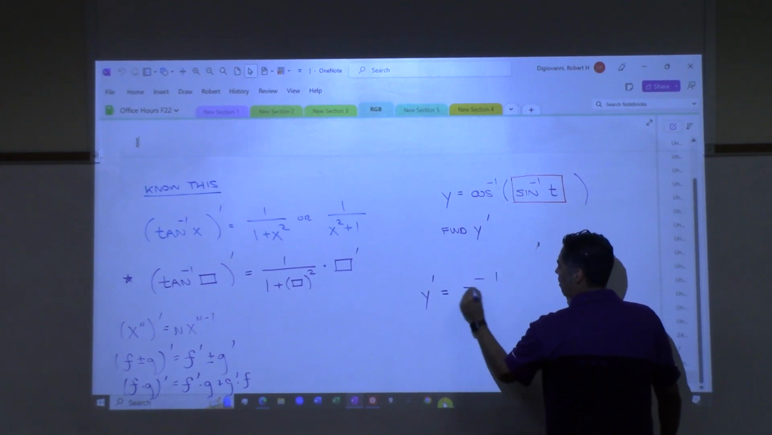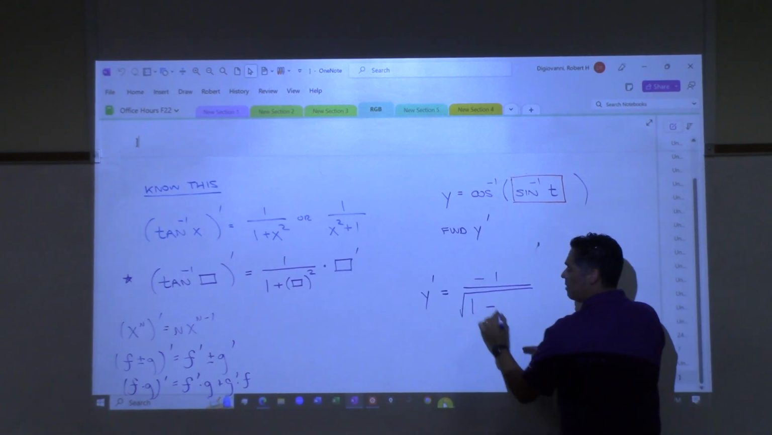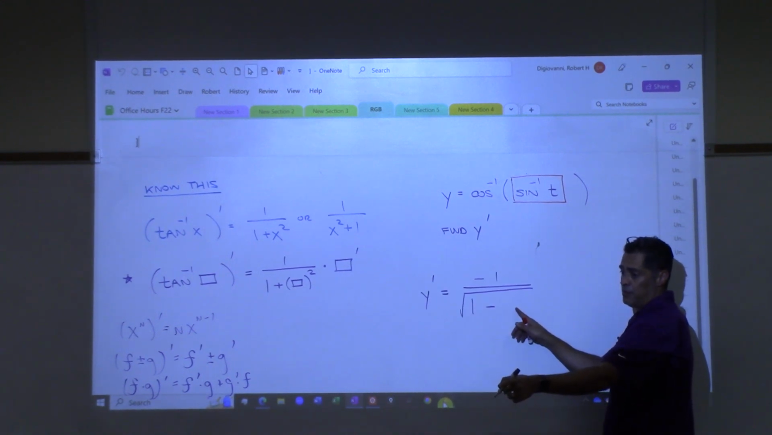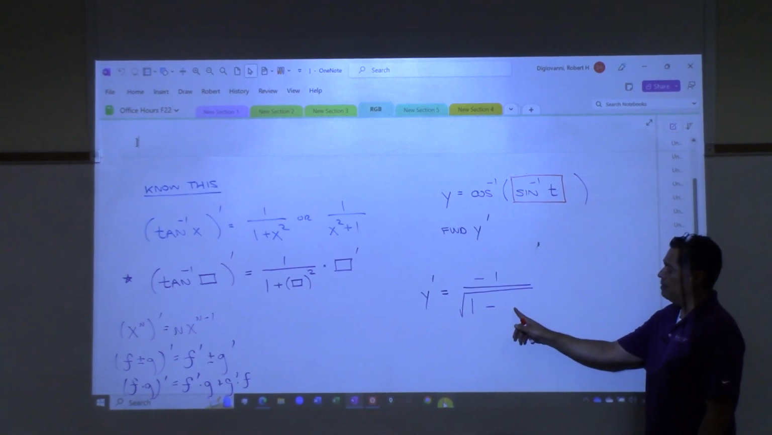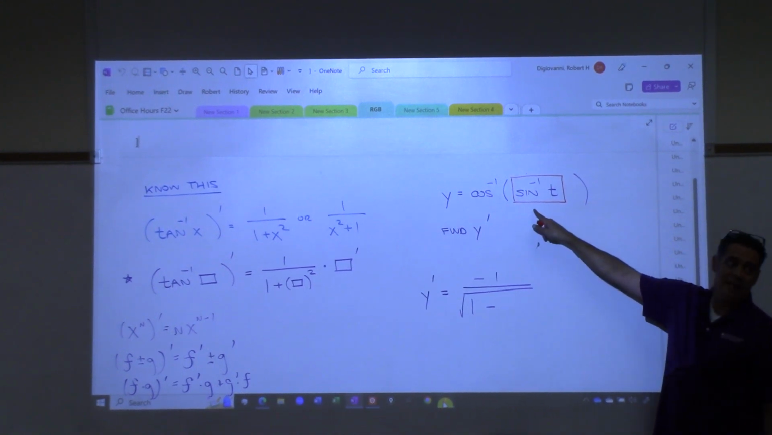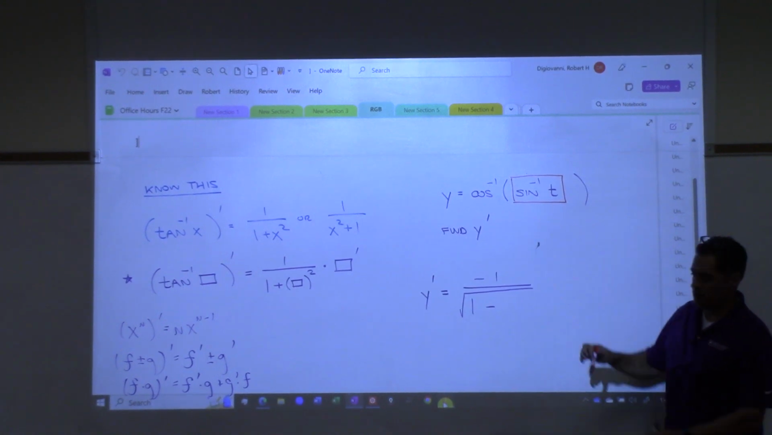Negative 1 over the square root of 1 minus x squared in the formula sheet, right? But for us, is it going to be x squared? What is it going to be? Oh, sine. It's that squared, right? It's that box squared.